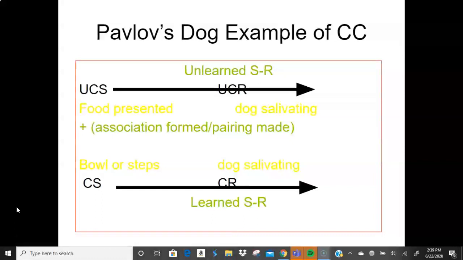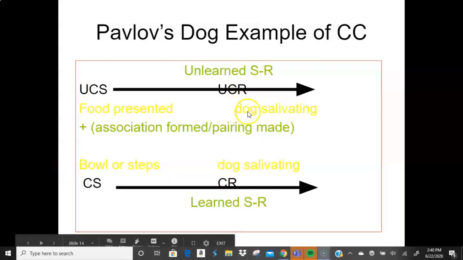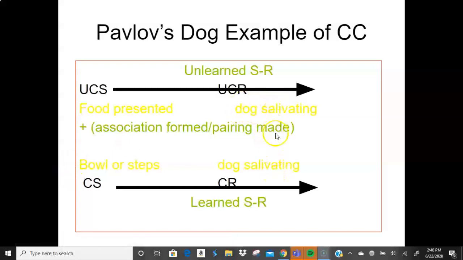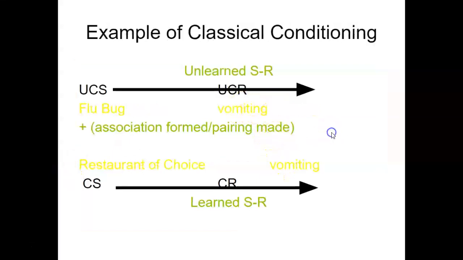Okay, so our first one is Pavlov's dog example. The UCS, or unconditioned stimulus, is the food being presented. Then the UCR, or unconditioned response, is the dog salivating. Well, maybe it was the bowl being brought out or the steps towards the food, but that became the conditioned stimulus, and now the dog salivating is the conditioned response. I want you to take note: dog salivating, they're both the same thing.